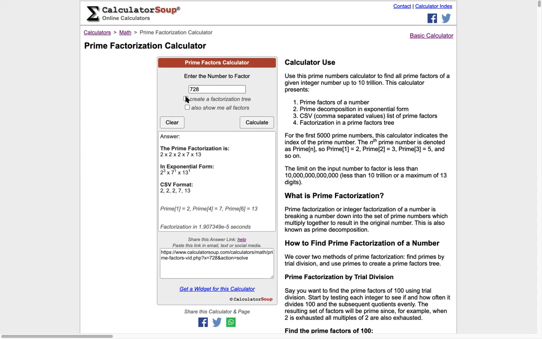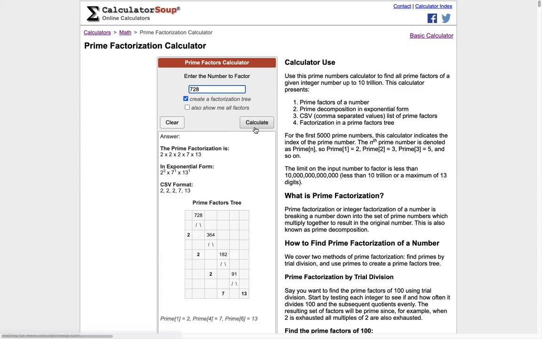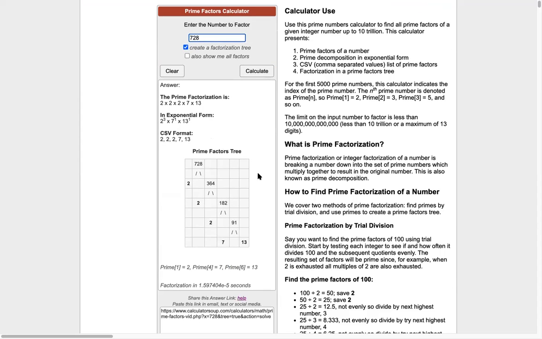Now let's click Create a Factorization Tree and hit Calculate again. And now you see a graphic tree showing you how to break down 728 into all of its prime factors. First, you know you're starting with an even number, so you can divide that number by 2. That's 2 as being the smallest prime factor.